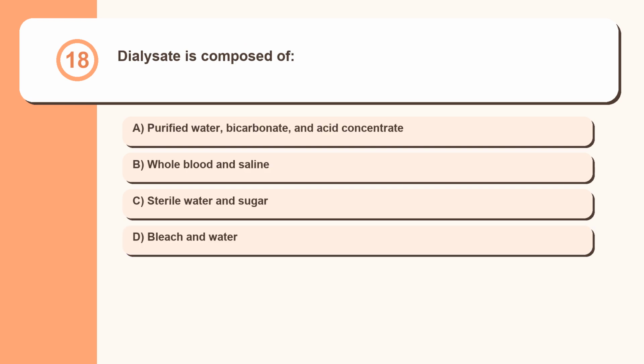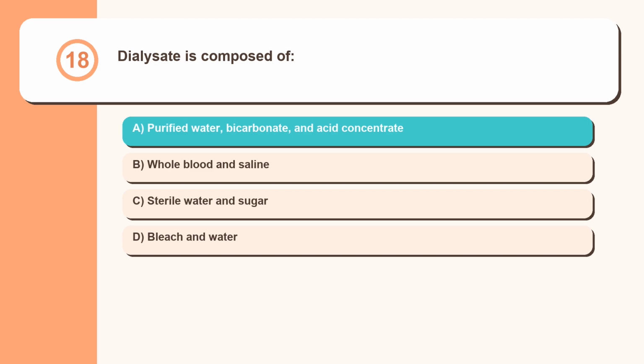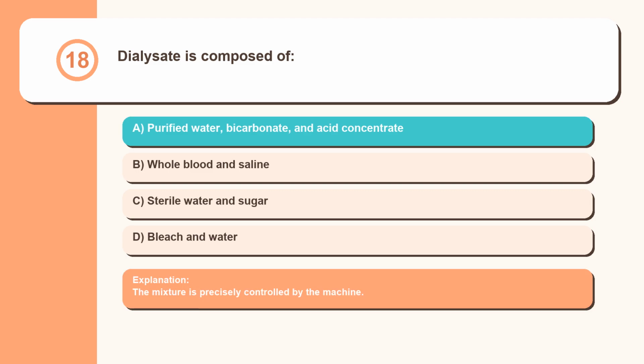Question 18. Dialysate is composed of purified water, bicarbonate and acid concentrate, whole blood and saline, sterile water and sugar, bleach and water. The mixture is precisely controlled by the machine.